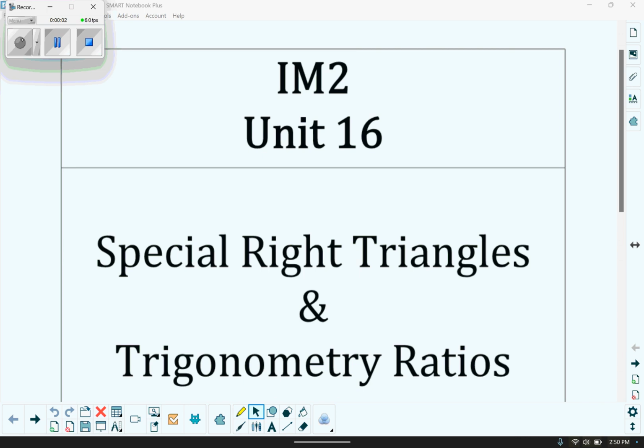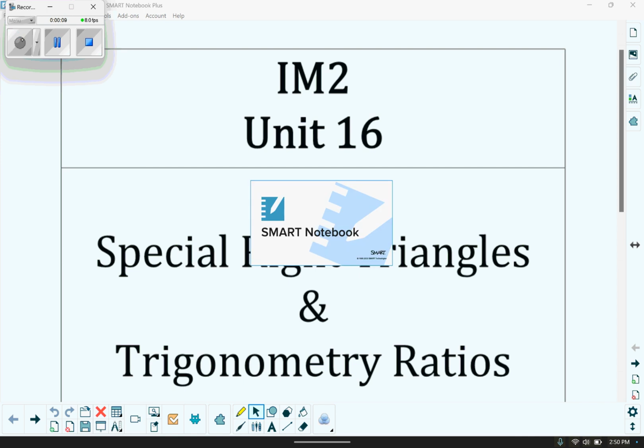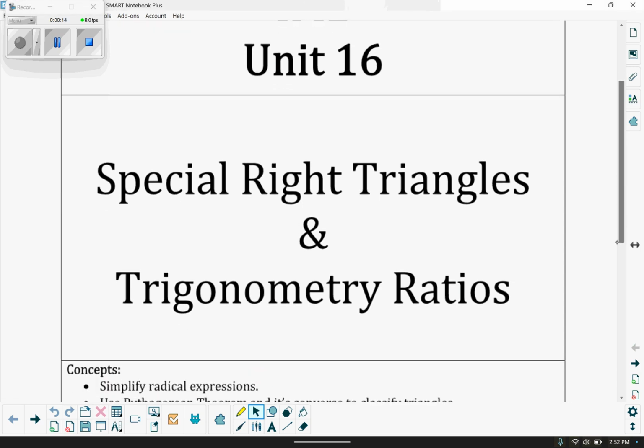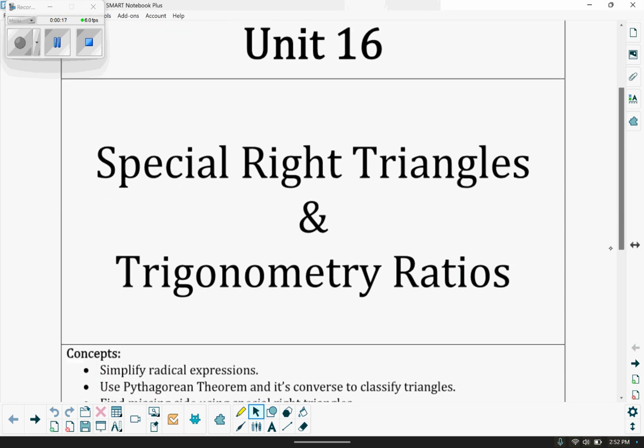All right, my friends, we are back from spring break and it is Unit 16. We're going to start in with some simplifying radicals. Hopefully we remember how to do that. However, we're going to go through a few practice things as well.